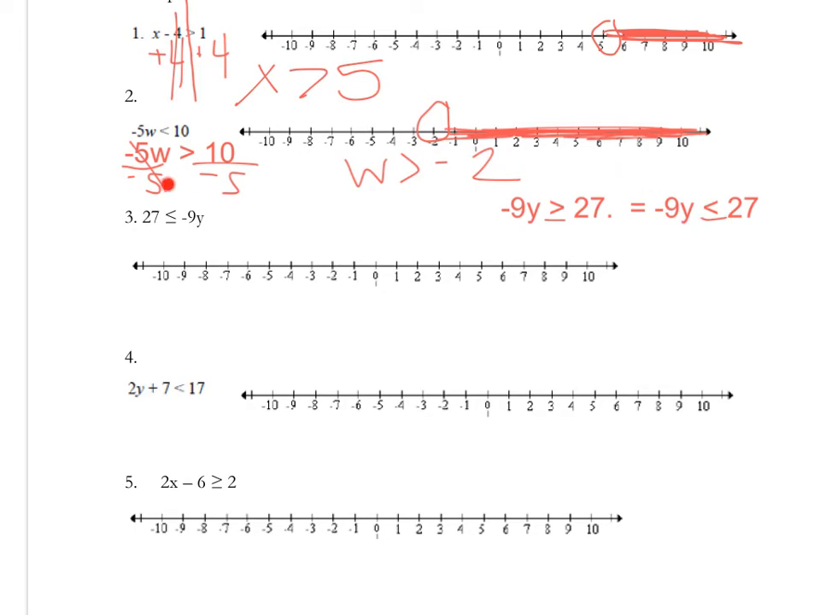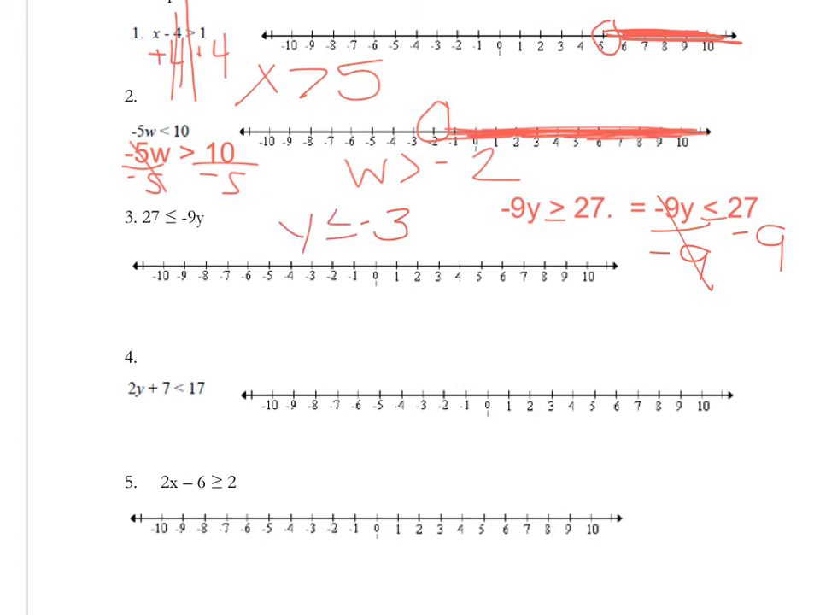Now, just like we did up here, we have to divide negative 9y by negative 9 so we can isolate our variable. So let's do that now. And that cancels out. Whatever I do to one side, I've got to do to the other. So 27 divided by negative 9 is going to give us a negative 3. All right, and then y is greater than or equal to negative 3.